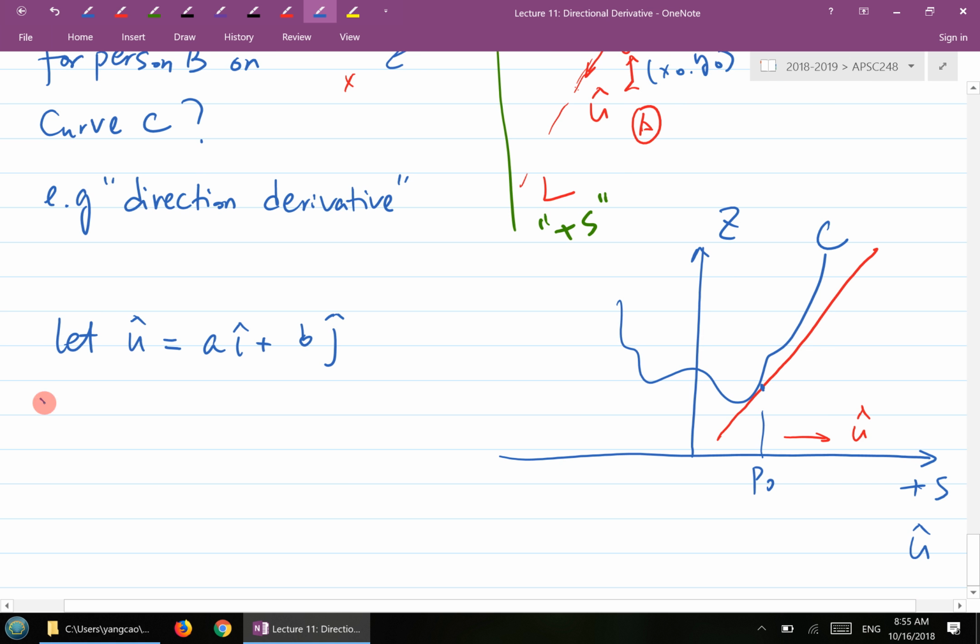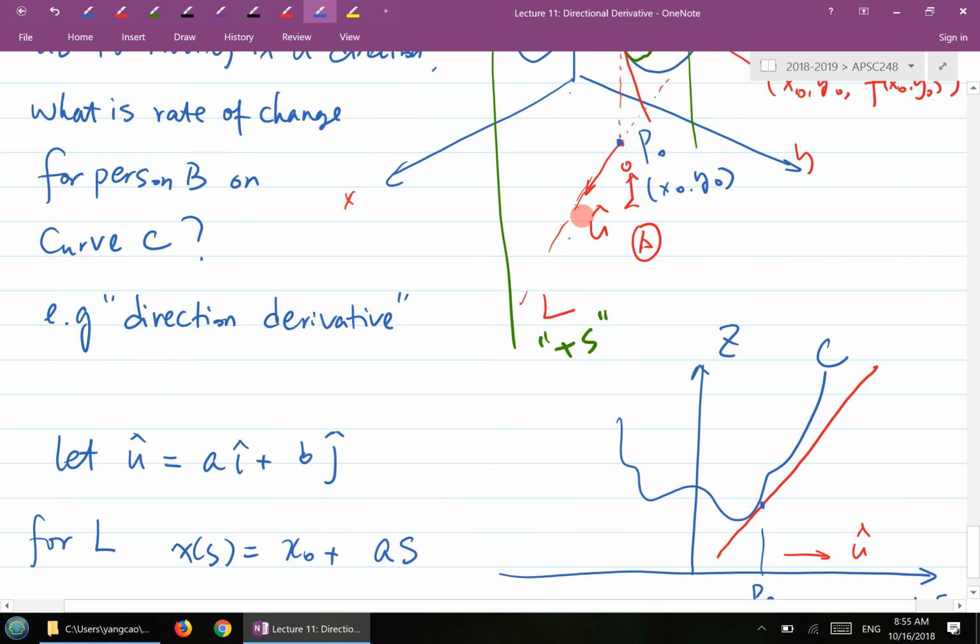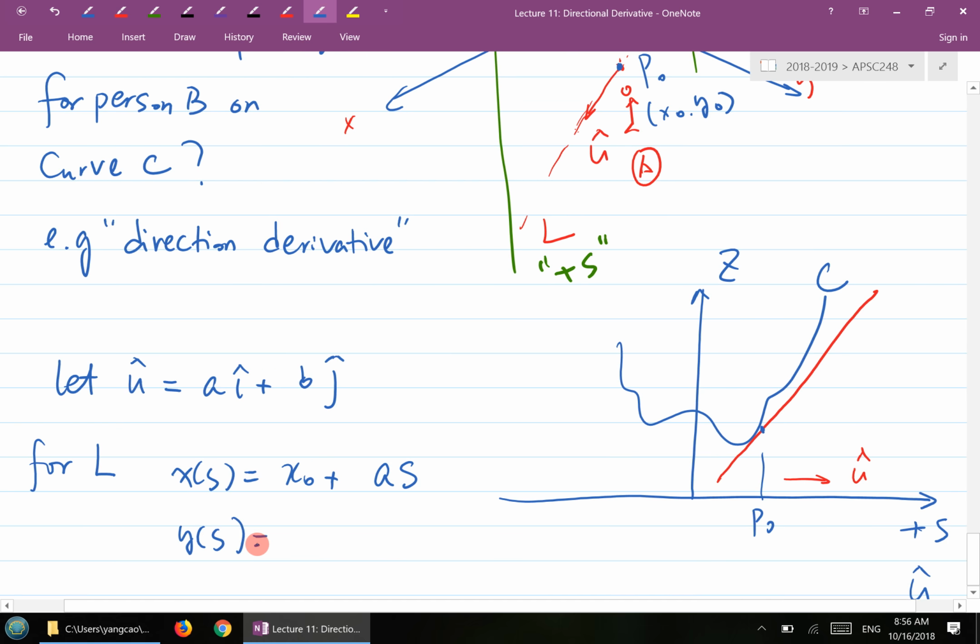If you recall, if I wanted to find the line equation L here, then what is needed? A line equation requires a point on the line and a parallel vector to the line. So this is your a, b here. Let's use the parameter s, which is positive. This is the displacement s here. And y is equal to y naught plus b times s, with x equal to x naught plus a times s. So that's your line equation here, right?